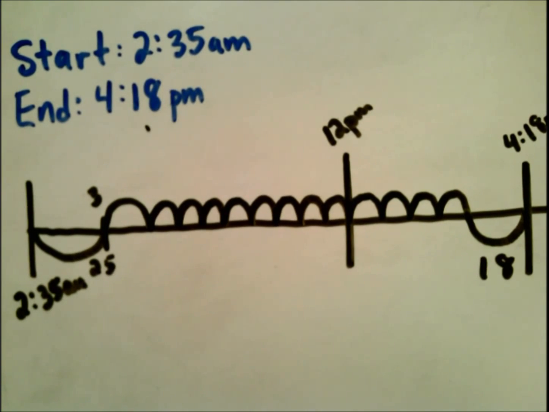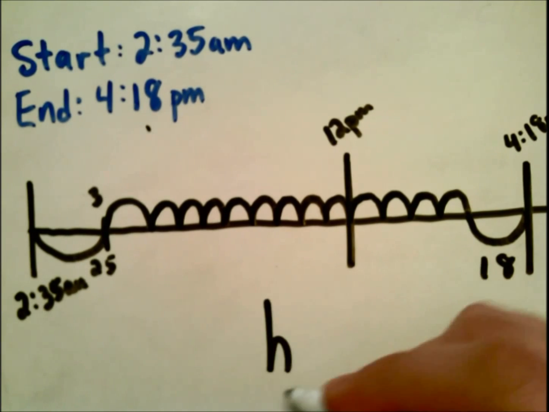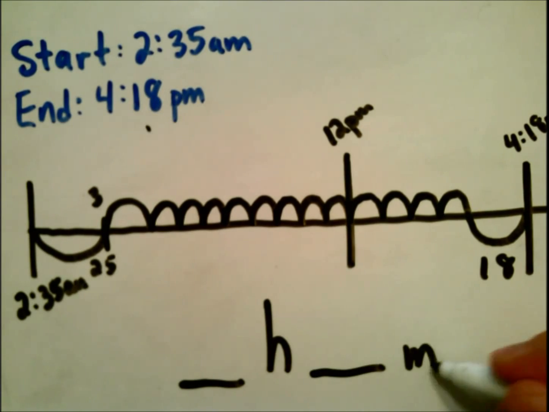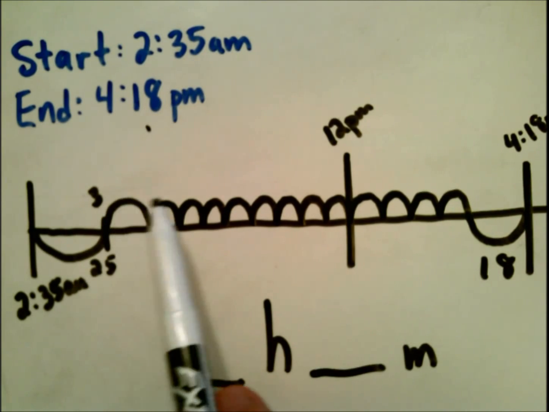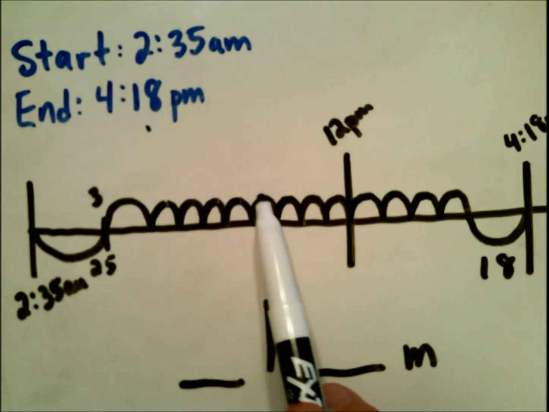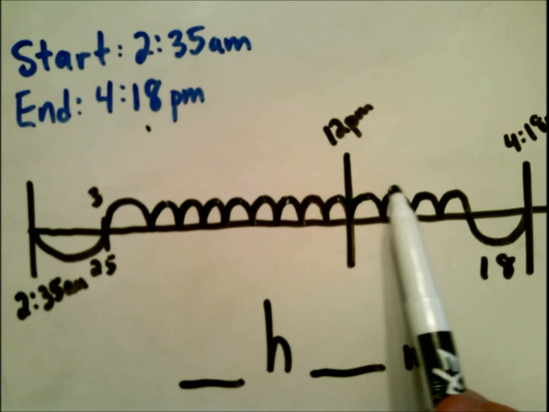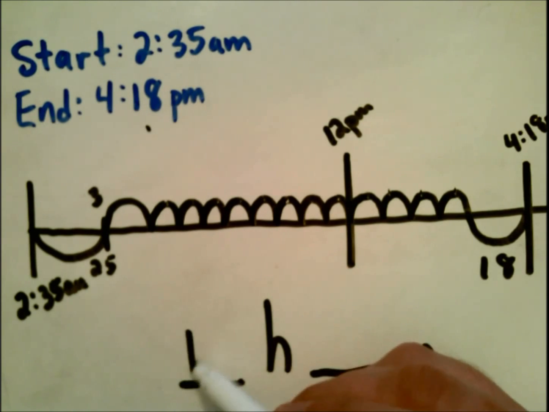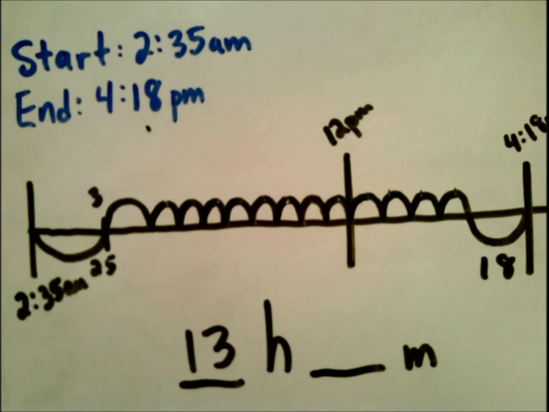So what does this really mean? Well, I'm going to count up our hours, and then I'm going to count up the minutes. So let's count the hours. 1, 2, 3, 4, 5, 6, 7, 8, 9, 10, 11, 12, 13. 13 hours. And how many minutes is that?